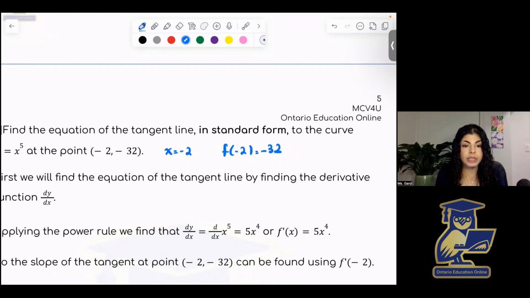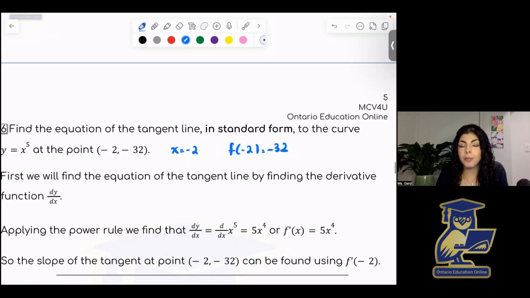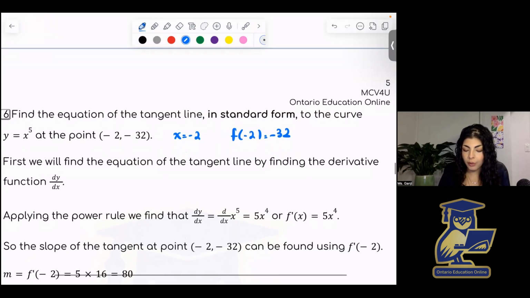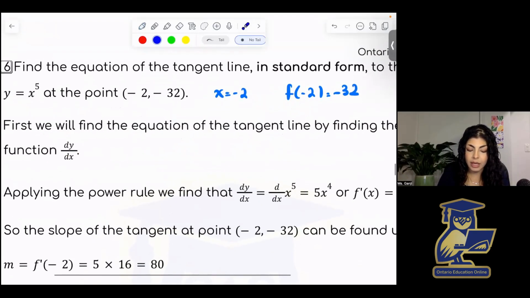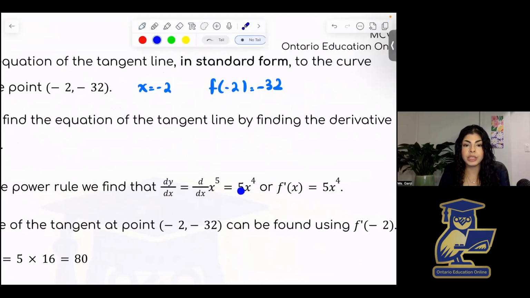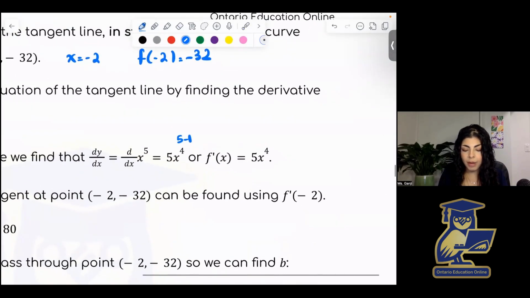So to find the equation of the tangent, and again, remember we want to find the derivative function so that if we're asked to do any other work for this question, we already have the derivative function ready to go. And now using our derivative rules, it's a lot faster. So to find dy/dx, we apply the power rule here. The power rule tells us that 5 is now our coefficient, and we have x to the power of 5 minus 1, which is 4. And f prime of x is 5 times x to the power of 4.